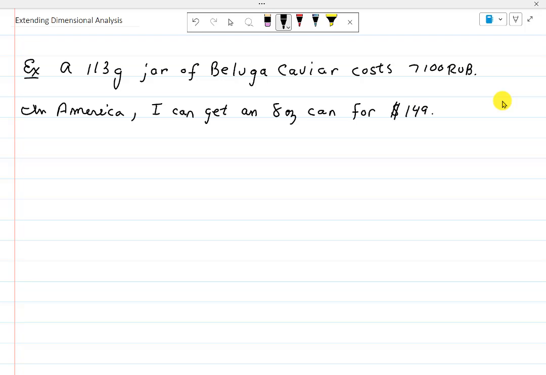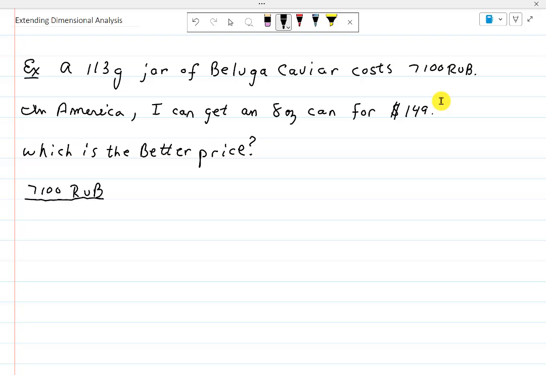Which of these two is the better price? So basically, I don't know how 8 ounces compares to 113 grams. So what we're going to do is take 7,100 rubles and divide it by 113 grams. And what I want to do is convert this to American dollars and ounces, since the thing I just bought is in dollars and ounces.